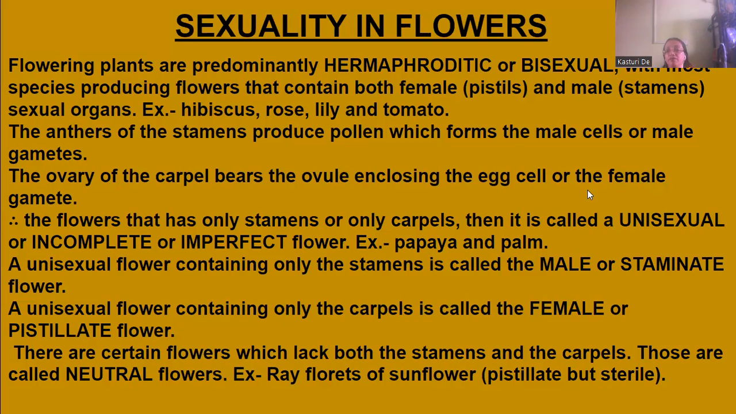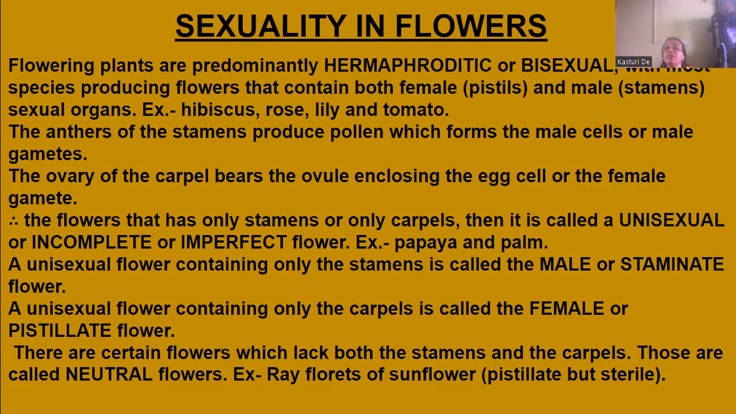Now, sexuality in flowers. What do you mean by sexuality? That is the flowers having male and female components for reproduction. Okay. So the flowering plants are generally hermaphrodite or bisexual in nature. Okay, that is, they both have the male reproductive organ and the female reproductive organ producing the male gamete and the female gamete. Like hibiscus, then rose, lily, tomato, all of them are bisexual flowers.